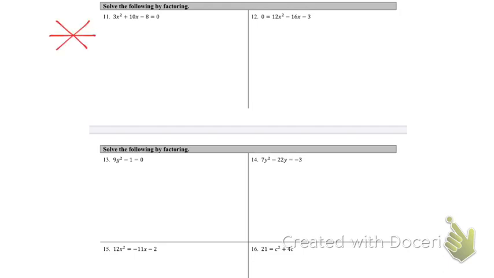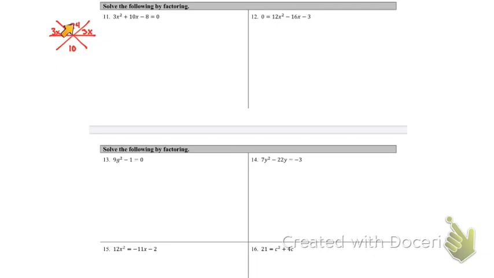So the snowflake method, a times c. So 3 times negative 8, that's negative 24. Our b value is 10. And then we're going to split the x squareds. So the a value with the x squared split, and we get that. And now we have to fill in the blanks.